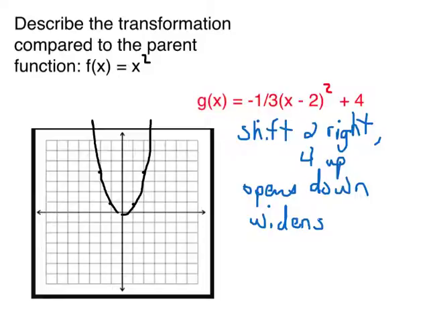So this parabola, rather than the vertex being at 0, 0, we're going to move it 2 to the right and 4 up. And there's the vertex. We know that it does open down and wider. So it'll look something like this. Much wider and opening down. And that's it.